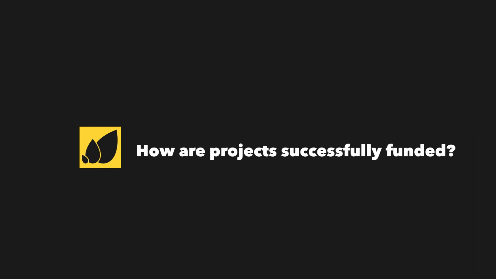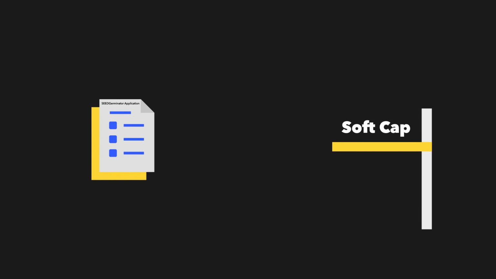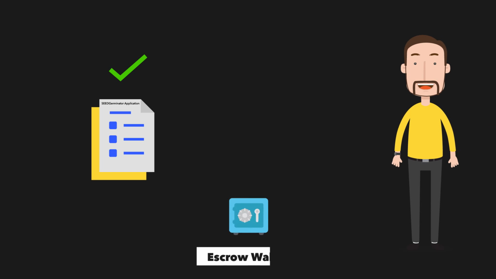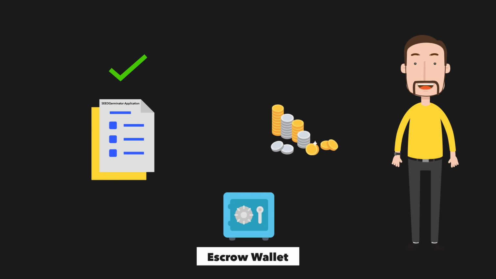How is a project successfully funded? Projects are listed with both soft cap and hard cap requirements. The soft cap is the minimum funding for a project. When met, it is considered approved and is eligible for funding. Projects that meet the soft cap are considered approved, at which point Sesame Seed will commit to the agreed-upon funds from the 10% developer fund.